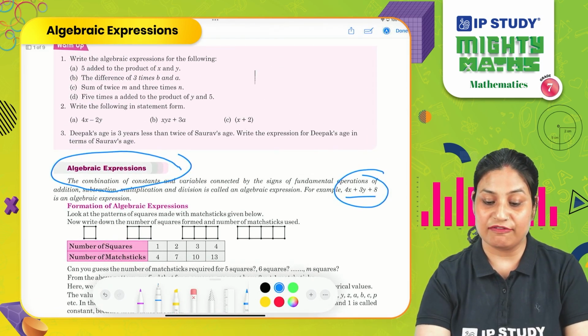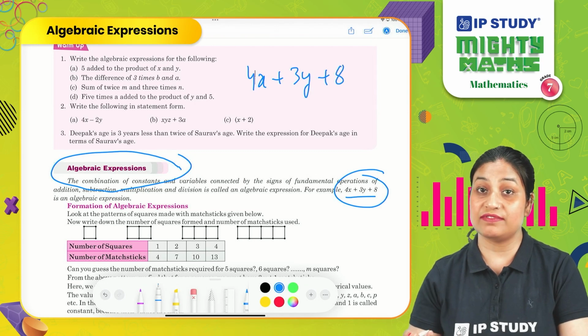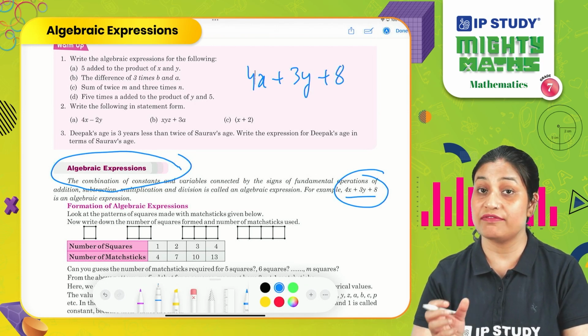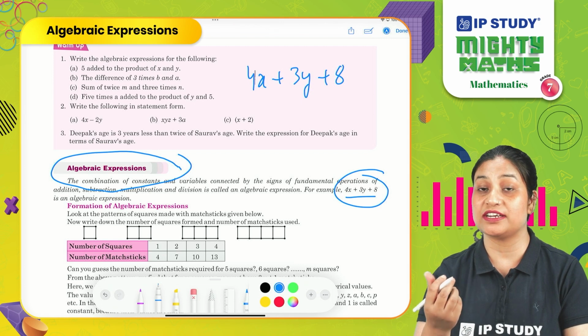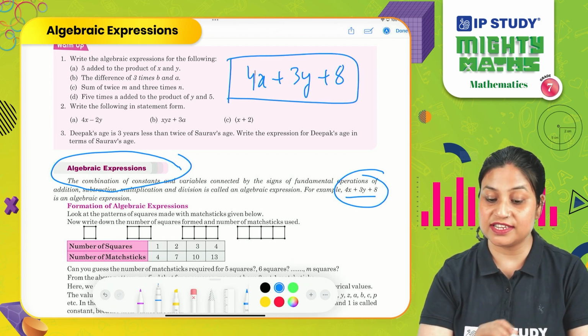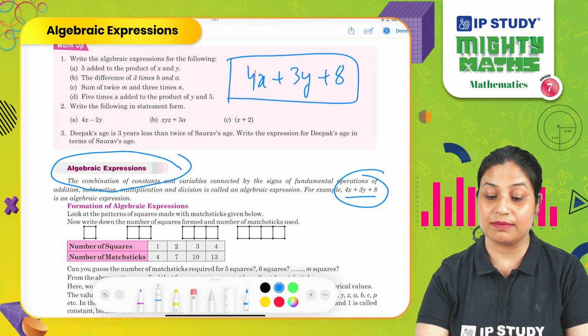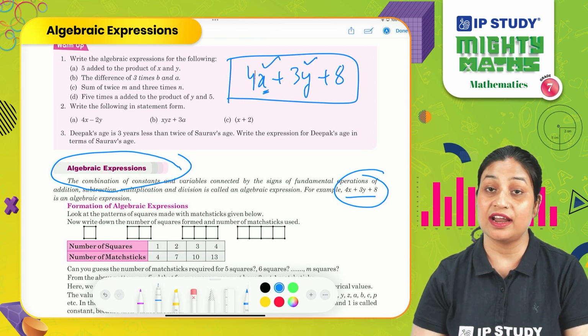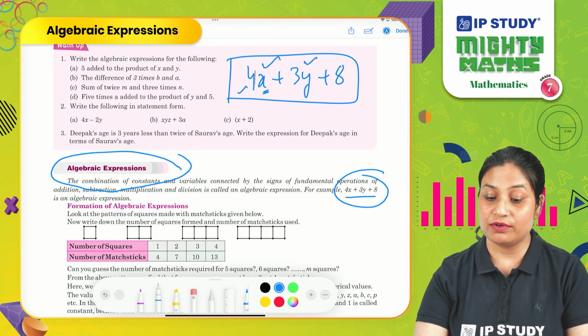So we have 4x plus 3y plus 8. As we have discussed, it is a combination of numbers as well as variables which are separated by a mathematical operator, right? So you can see I have written this expression. Here we have variables like x and y, and we have numbers as well: 4, 3 and 8.